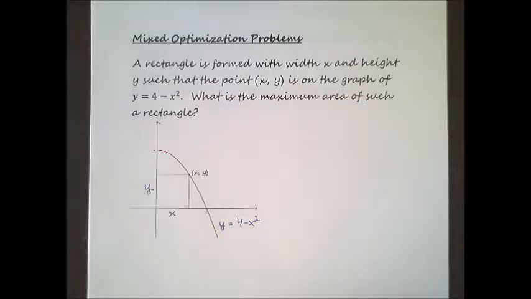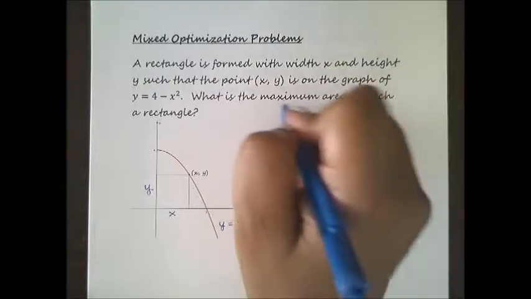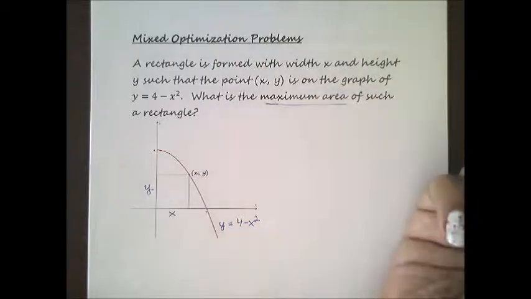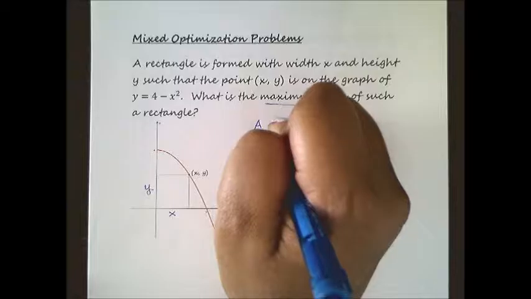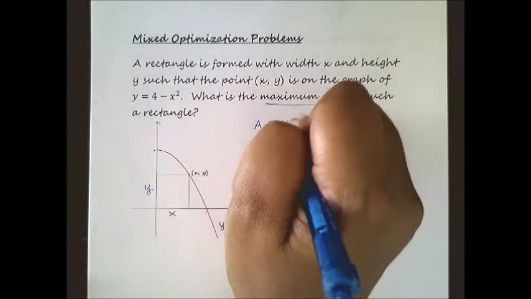Let's start with writing an expression for what we want to optimize. In this case, we want to find the maximum area. So I need an area equation. It's a rectangle, so area is going to be x times y.